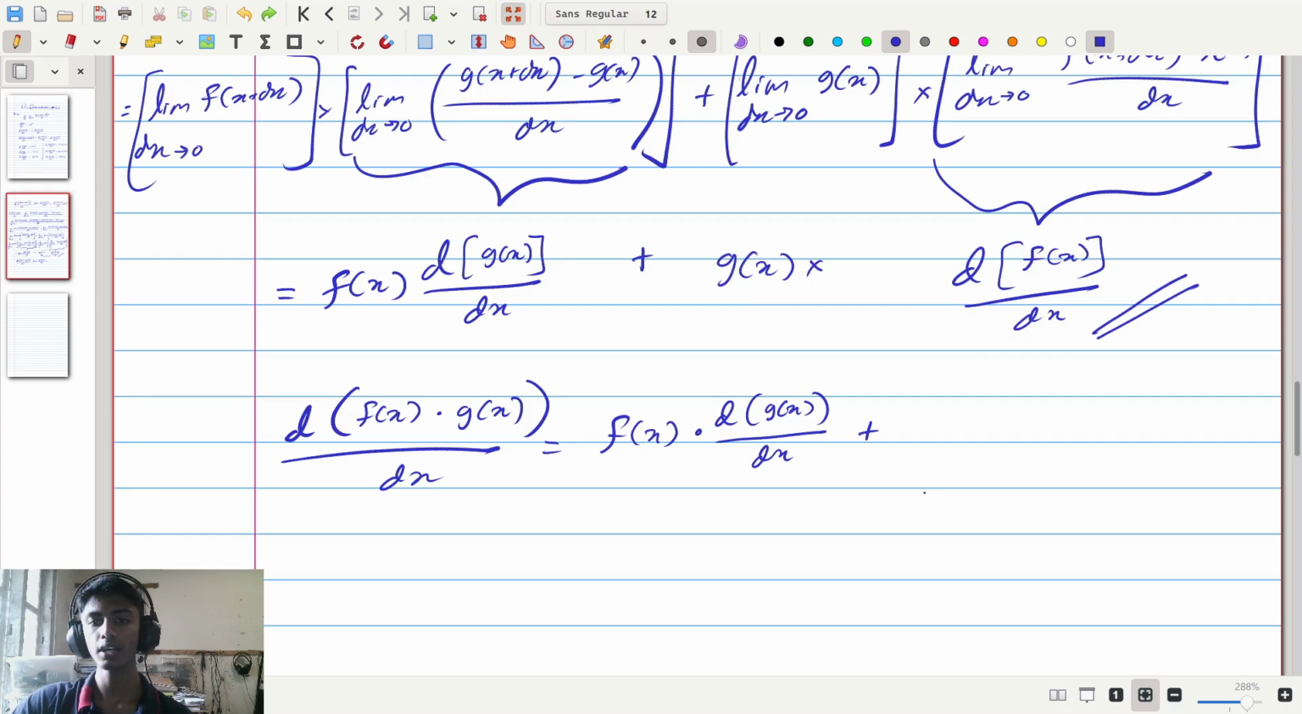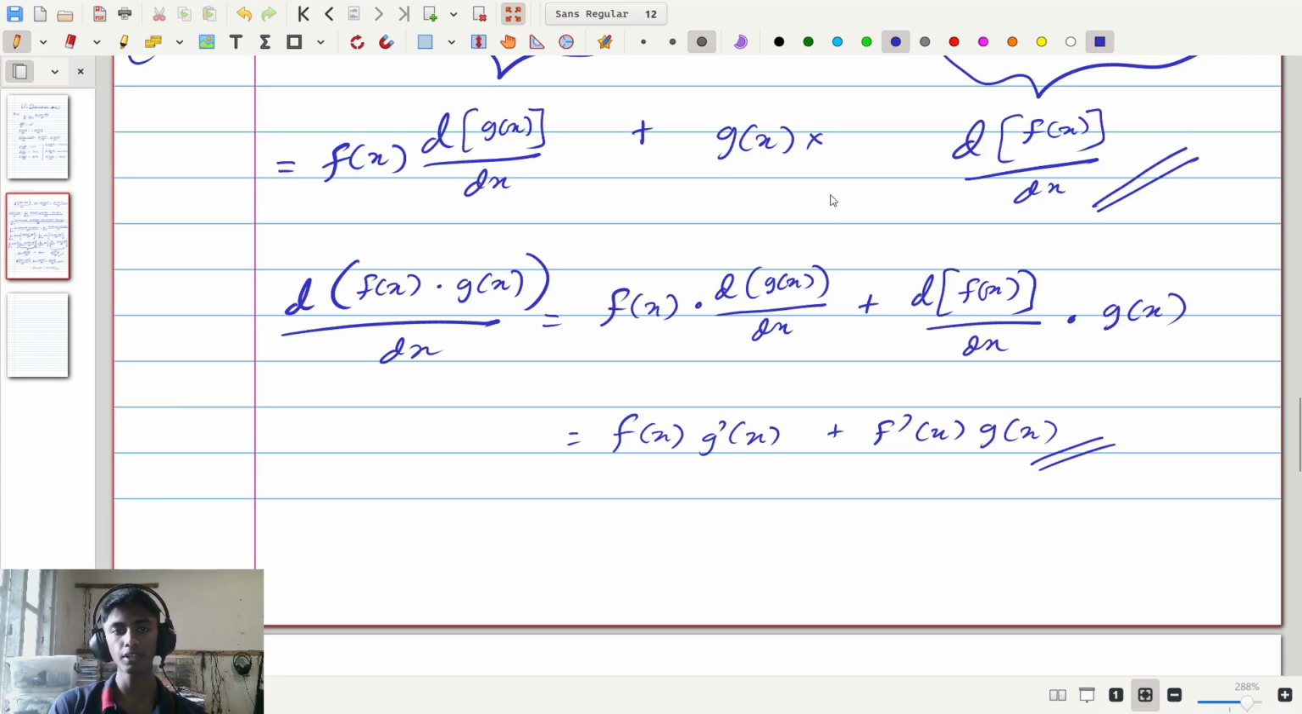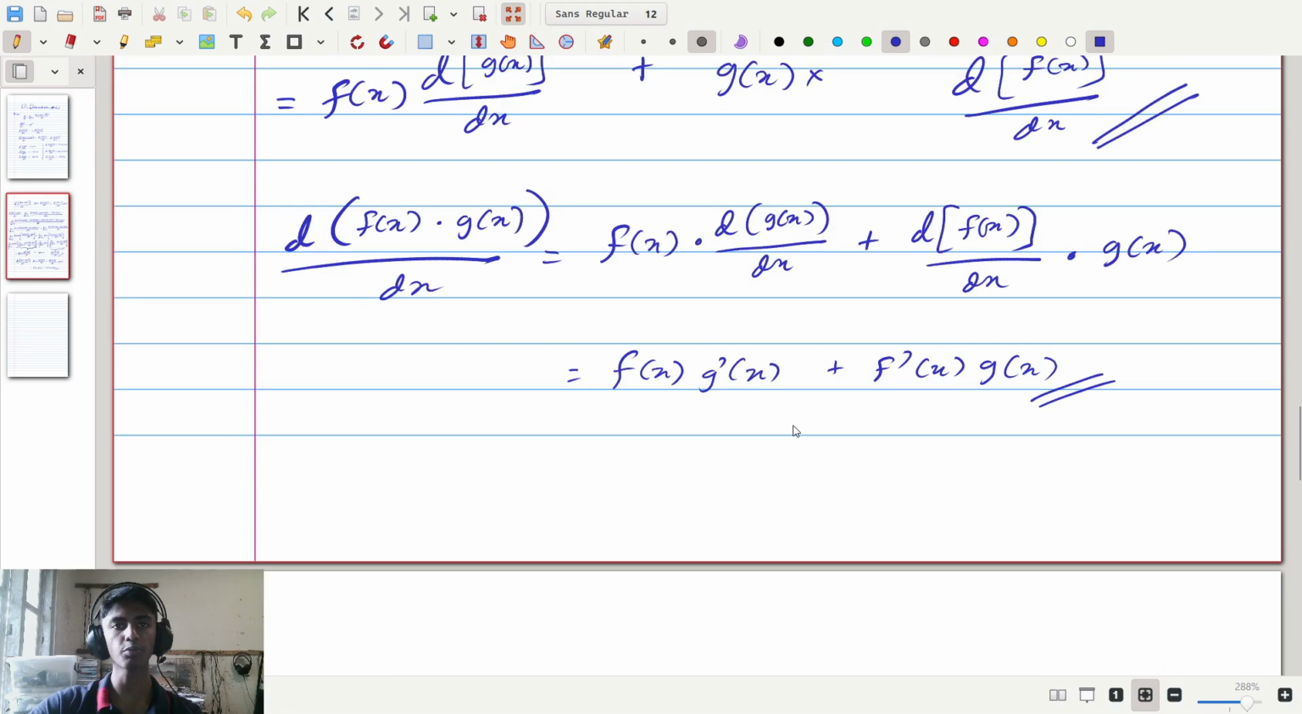This is going to be the derivative of f(x) by dx times the second function g of x, or writing this in the prime notation, this is f of x g prime of x plus f prime of x g of x. So there we have the product rule as stated here, proven using the first principles, hence proven.